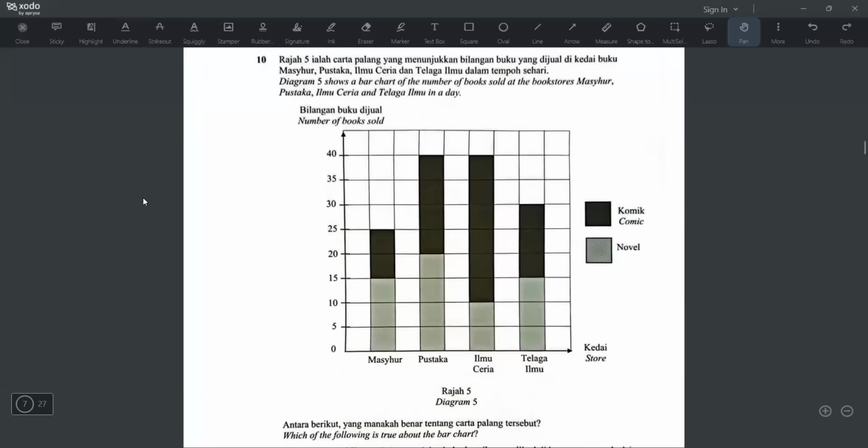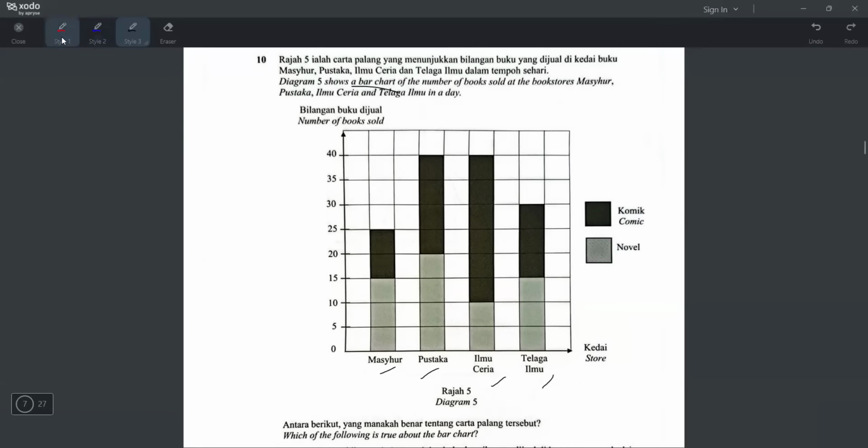Okay, number 10. Diagram 5 shows a bar chart of the number of books sold by bookstores Mashor, Pustaka Ilmu Ceria, and Telaga Ilmu in a day. So you have 4 bookstores here. The dark color one is the comic, and the light color one is the novel. This bar chart is called a stacked bar chart because you can see the bars are stacked on top. So how to read the stacked bar chart?